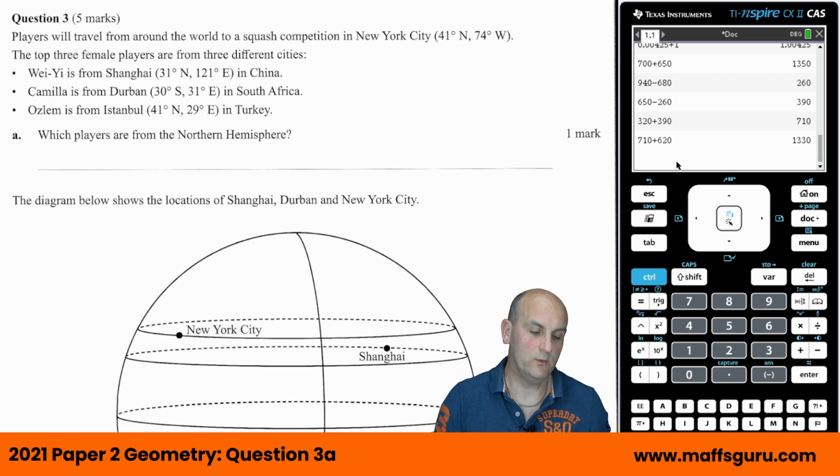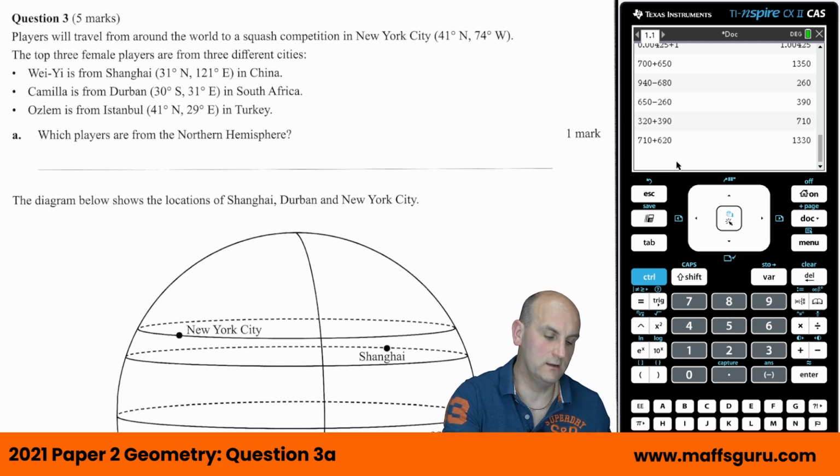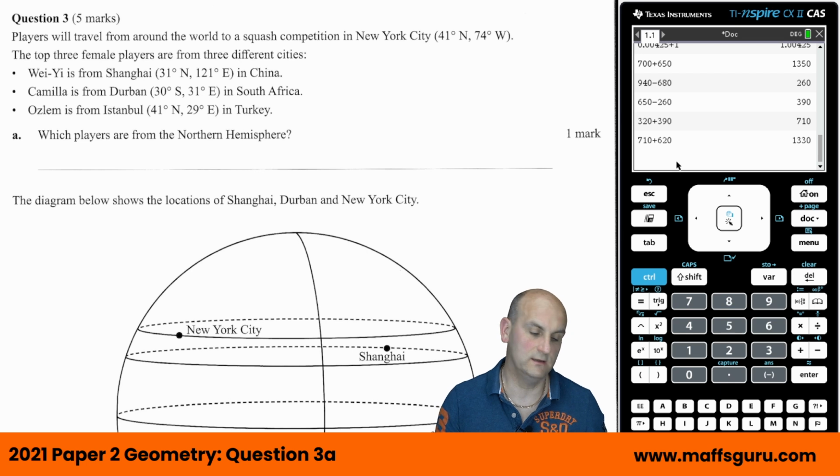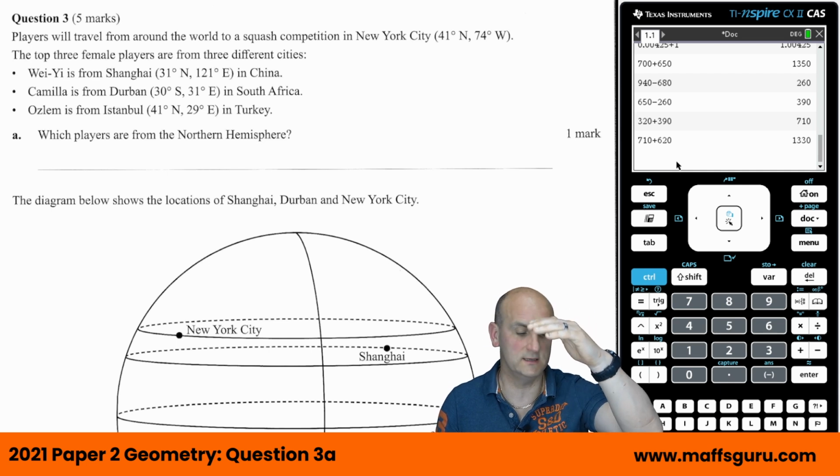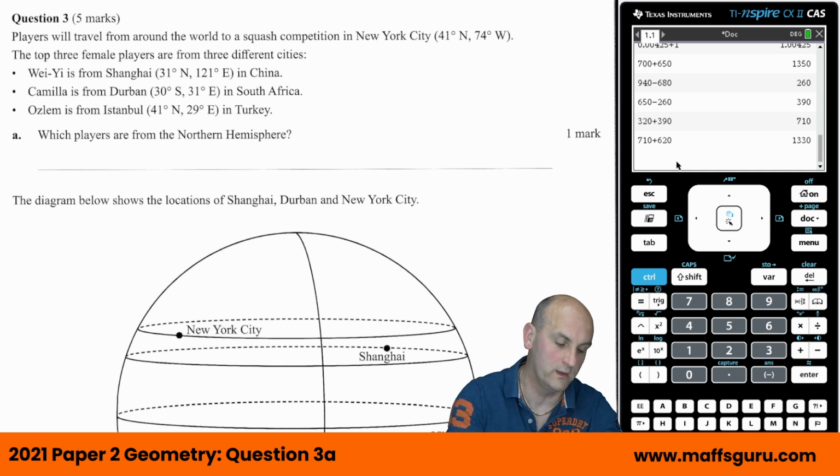Players will travel from around the world to a squash competition in New York City. They've given me 3 players. Which players are from the Northern Hemisphere? Northern Hemisphere is those above the equator. So what I'm looking for is anything with a north in it, not a south. So that would basically give me Wei Yi and Oslam.